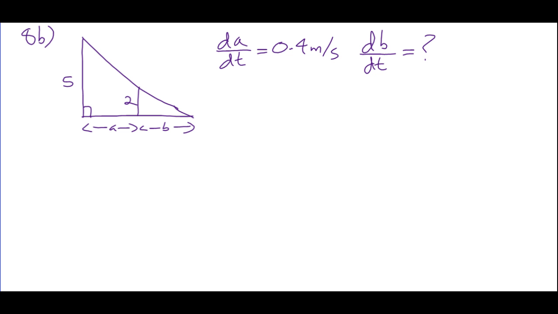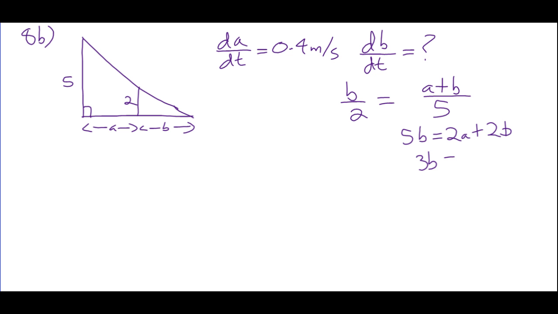Okay, again, from similar triangles, B over 2 is equal to (A plus B) over 5. So the length of the shadow to the height of the statue is equal to the total length to the total height. Solving that, we get 5b is equal to 2a plus 2b. 3b is equal to 2a, and so b is 2/3 a.